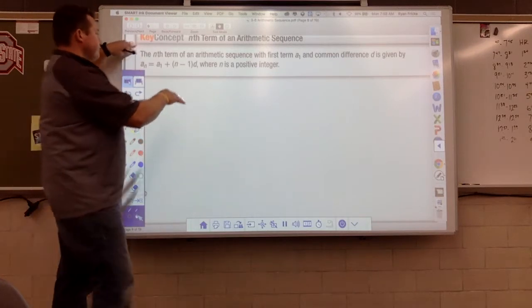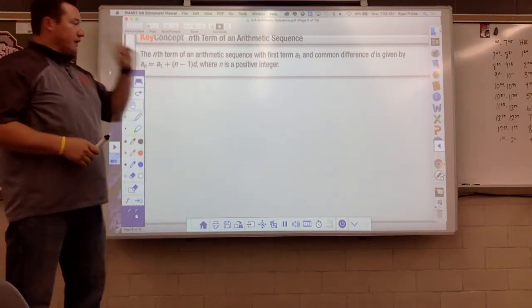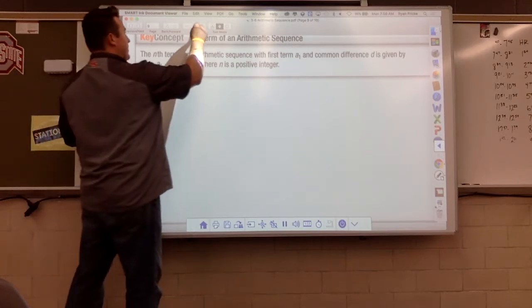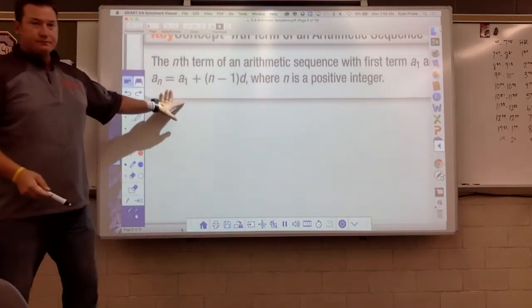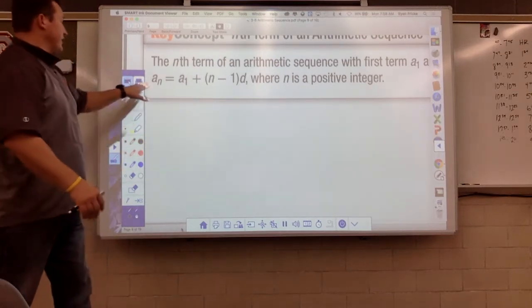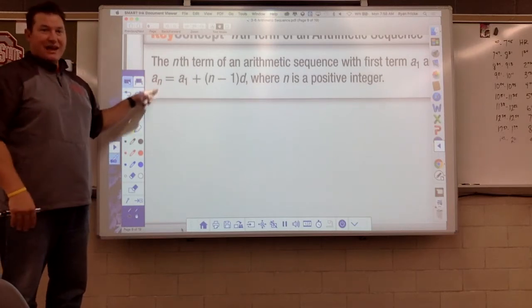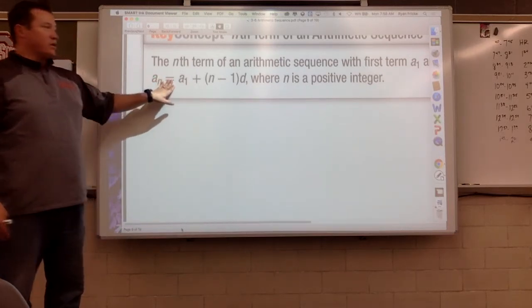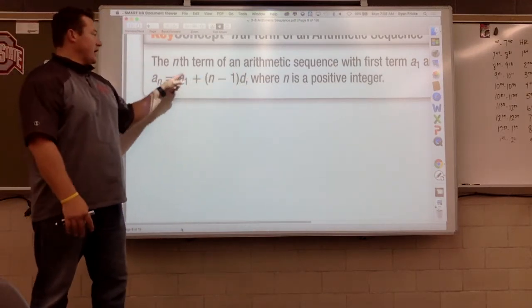What is going on here? Let's talk real quickly about this formula here. Maybe I can zoom in. Okay, beautiful. So guys, I'll read it for you first. This right here, we call it the nth term. So the nth term is equal to, and then we have lots of variables here.